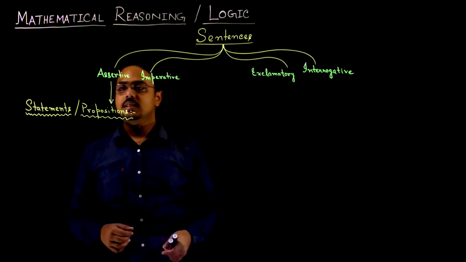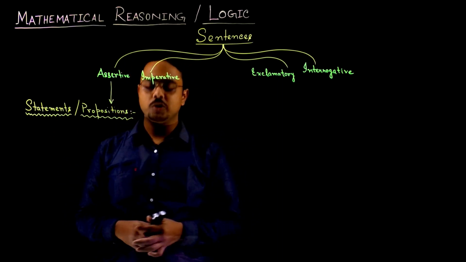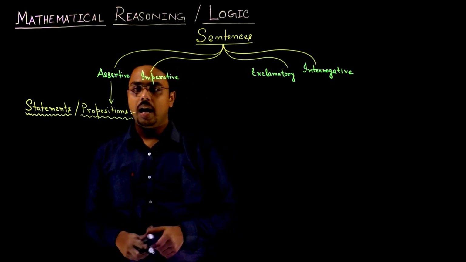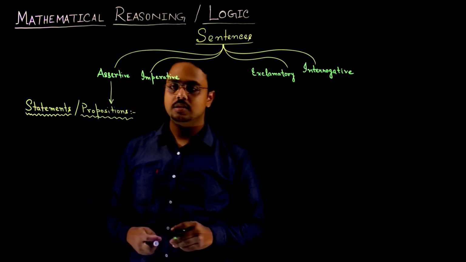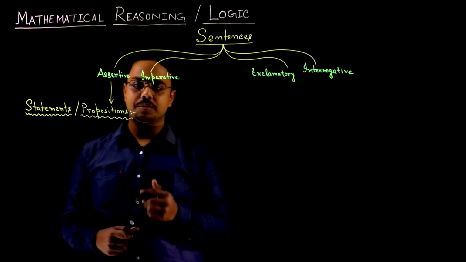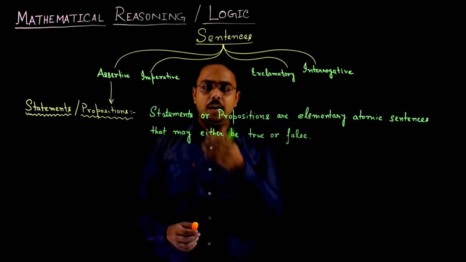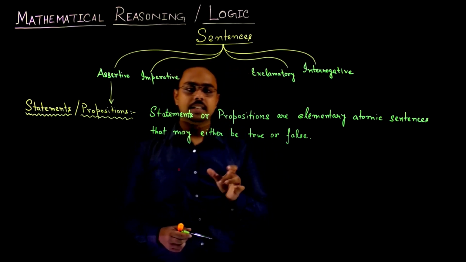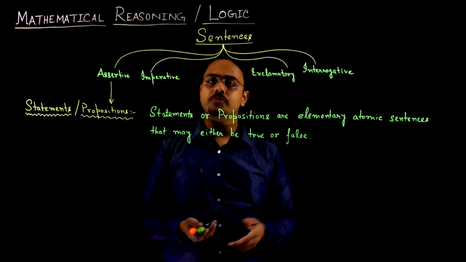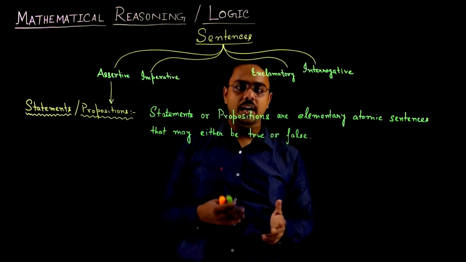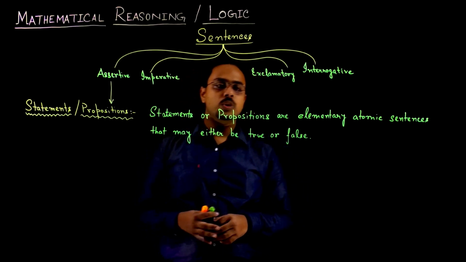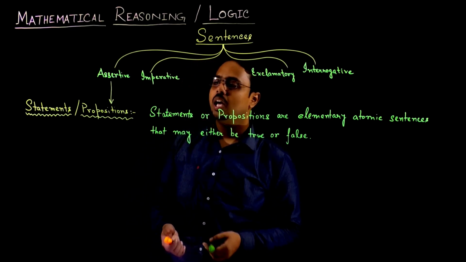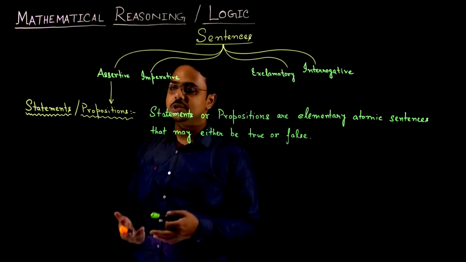So we see here that a statement or proposition is a kind of assertive sentence. And what is a statement or what is a proposition? Statements or propositions are elementary atomic sentences that may either be true or false. That is, they convey a message which is either true or false in nature. These are known as propositions.